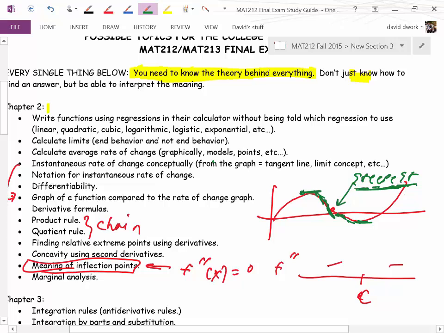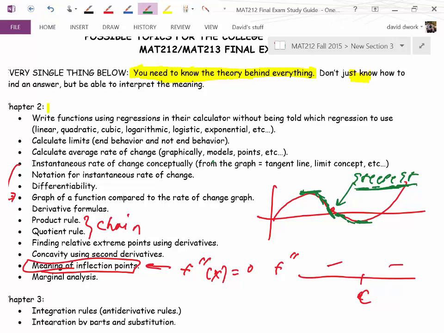So a lot of the meaning of inflection points, I want you to actually just be able to come up with on the fly. You're not going to memorize those. You're just going to have to think through it critically and develop your thoughts during the test and say, well, if the derivative has whatever meaning, then what's going on with the derivative at an inflection point, and you can figure that out.